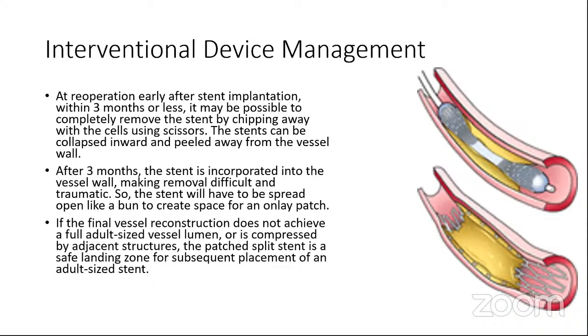If the final vessel reconstruction does not achieve a full adult size vessel lumen, or if it's compressed by an adjacent structure, the patch split stent is a safe landing zone for future placement of an adult size stent.